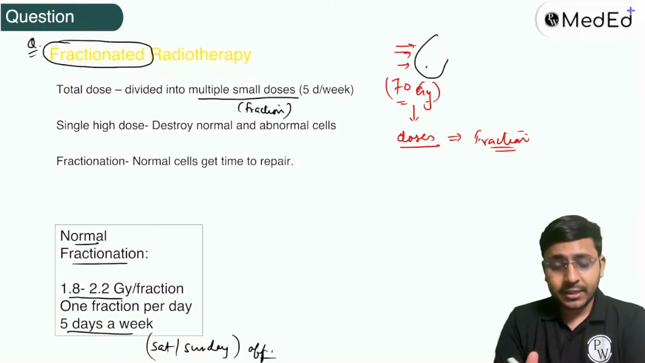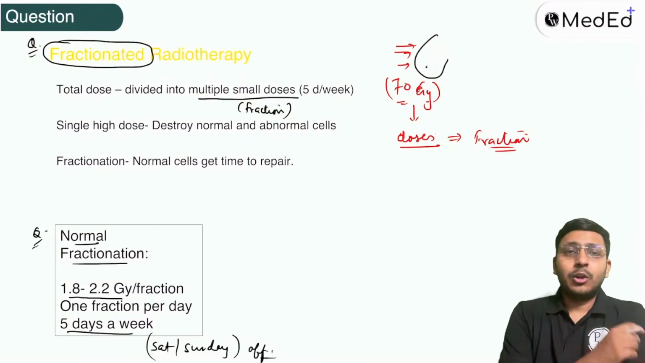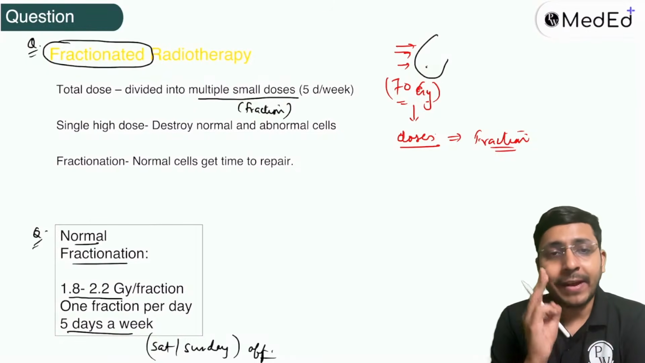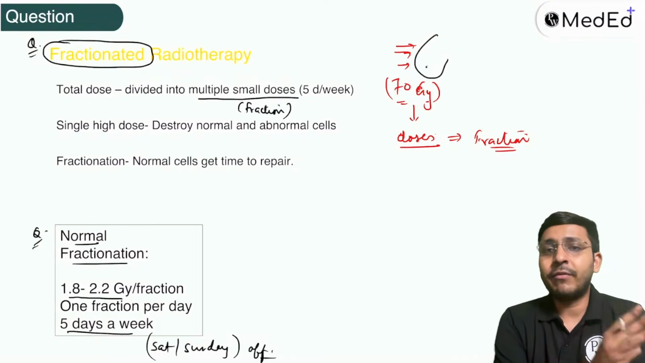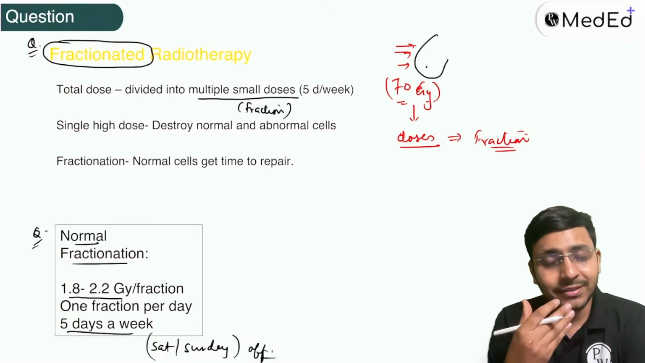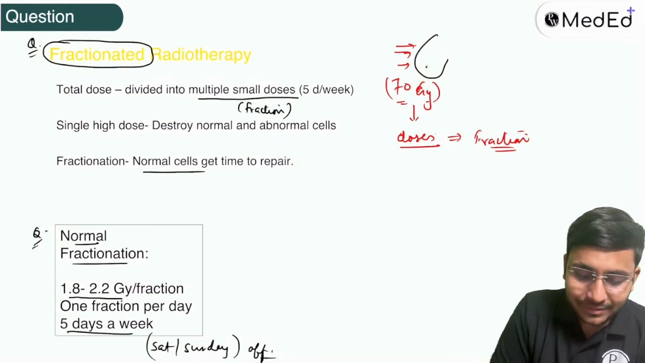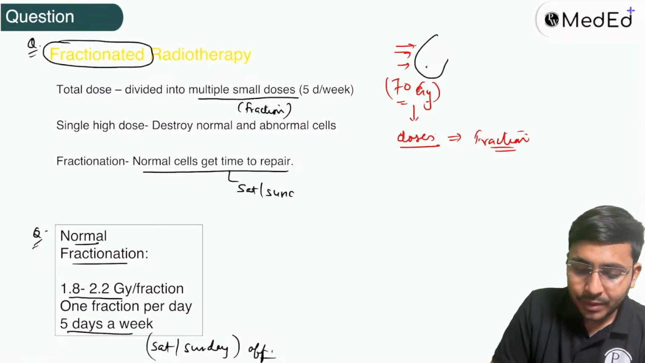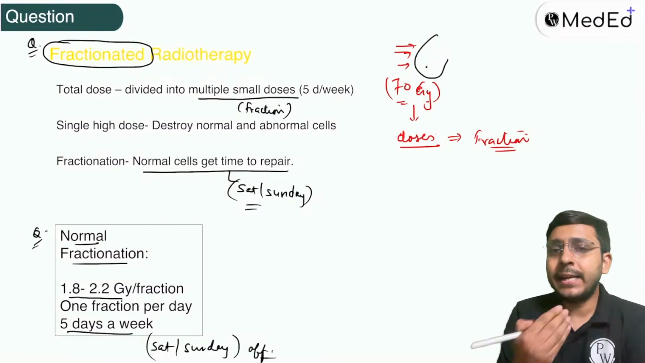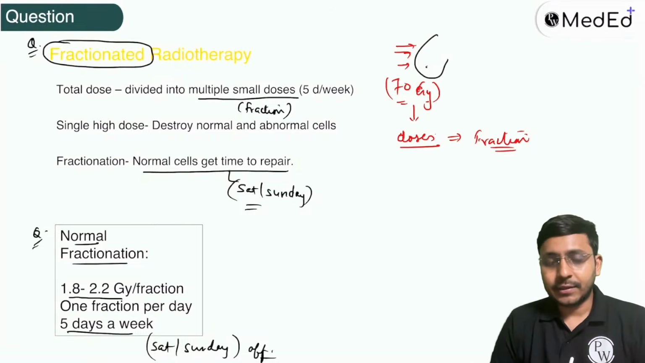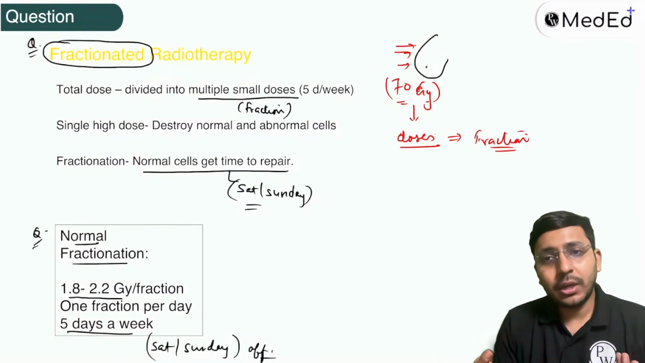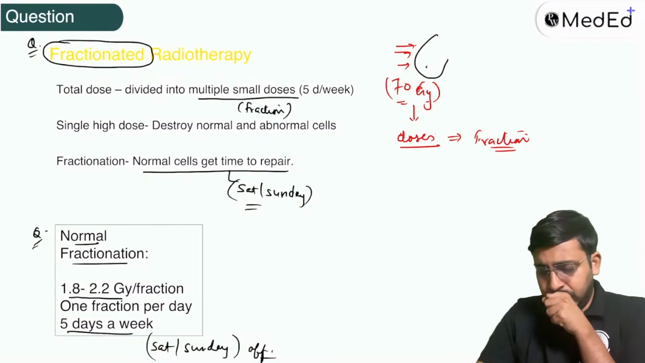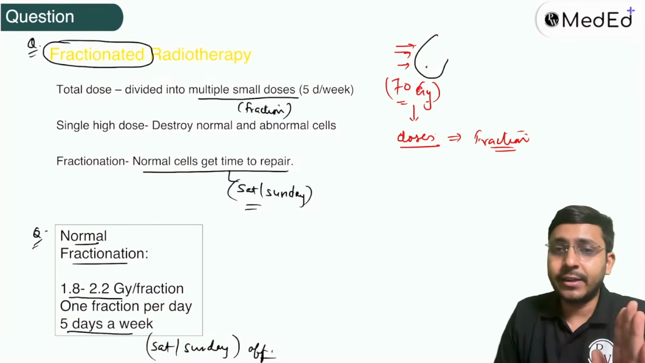Right? So what is a normal fractionation? This has been asked. The dose per fraction of 1.8 to 2.2 gray given one fraction per day and 5 days a week with weekends off. This is a normal fractionation. And why is it given? Because it gives normal cells time to repair. Because during Saturday and Sunday, the normal cells which have a normal DNA repair mechanism, they repair themselves. Whereas in cancer, the DNA repair mechanism is altered. So they can't repair themselves and they die by apoptosis. So this is the mechanism of fractionated radiotherapy.